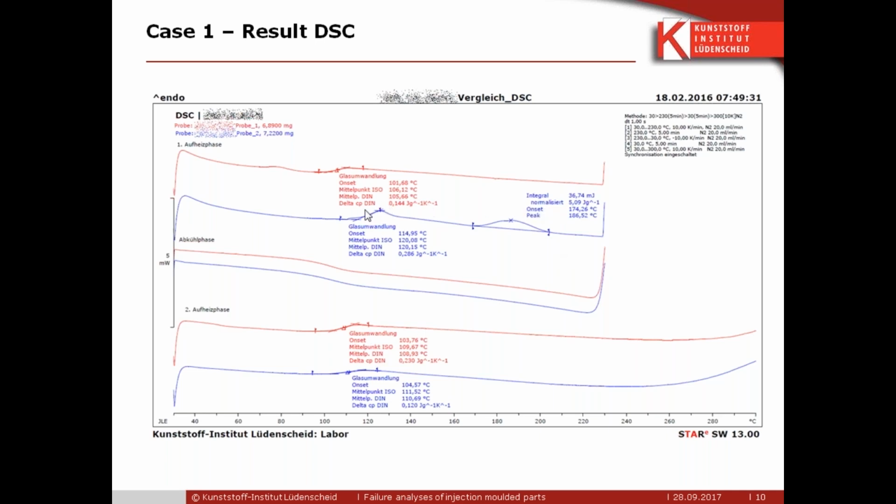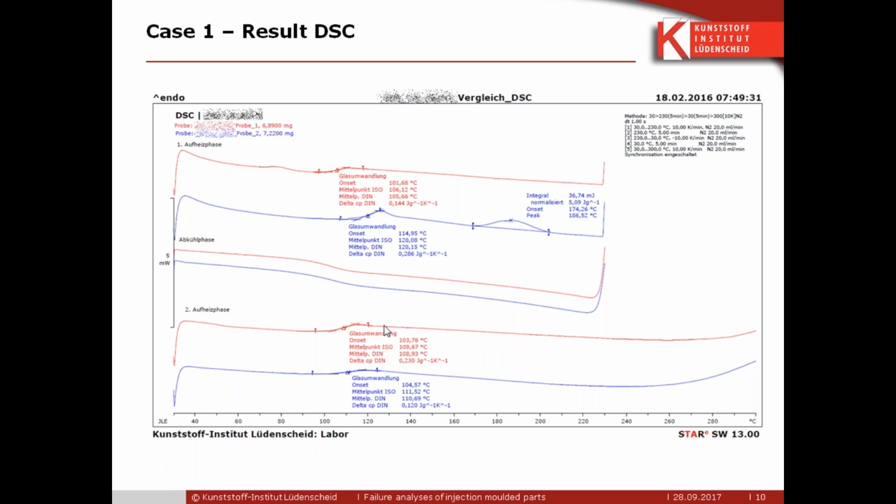Sample 2 is a sample from another company, and he came to us and asked us, we are quite sure that both materials should be PMMA. Can you help us to find the root cause for the problems with our samples, and why does the other one work? So we started with one analysis, but we used more than one.